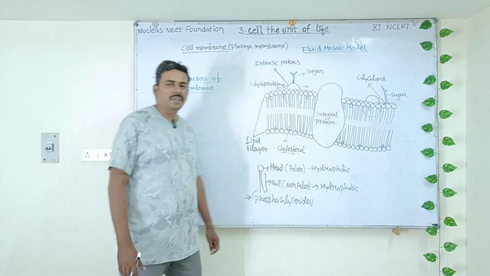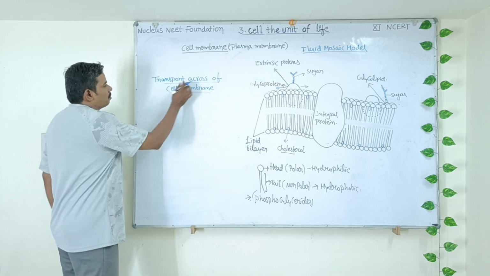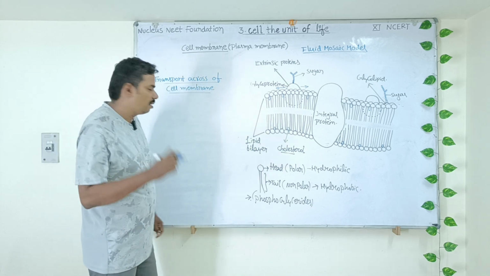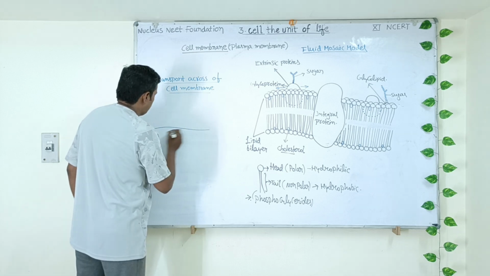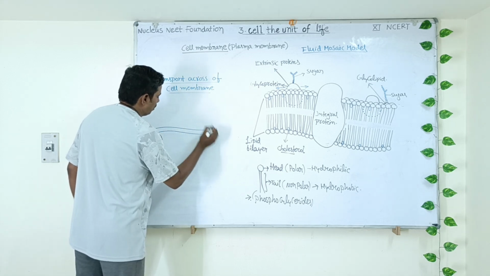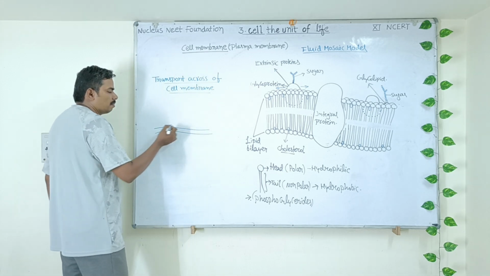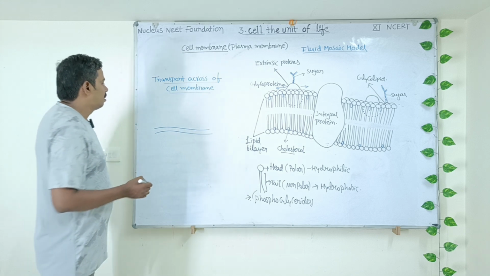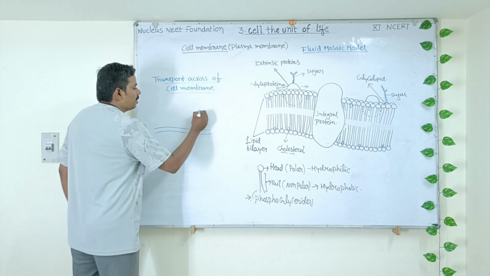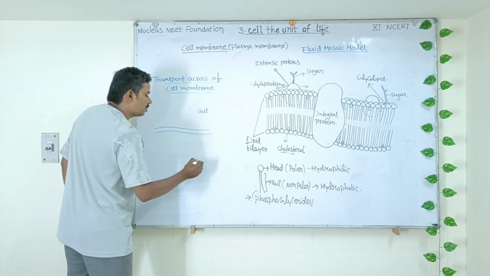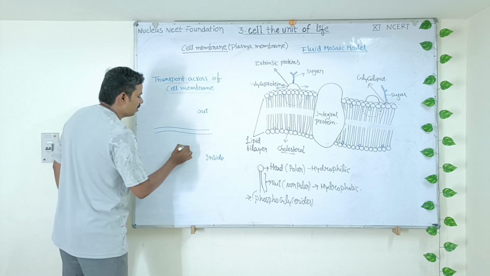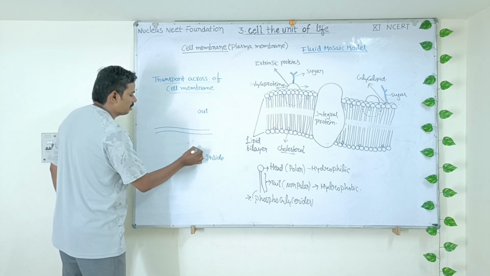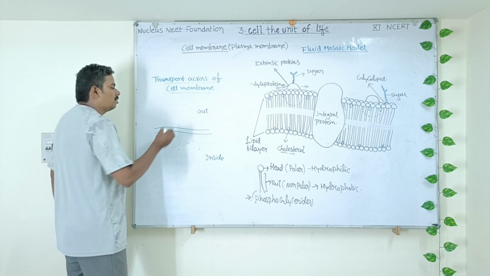Students, once again we will brief the transport across the cell membrane. Listen here. Imagine this is the cell membrane, which is made up of a bilipid layer. This is the outside and this is the inside of the cell. Here you can see cytoplasm is present inside the cell.